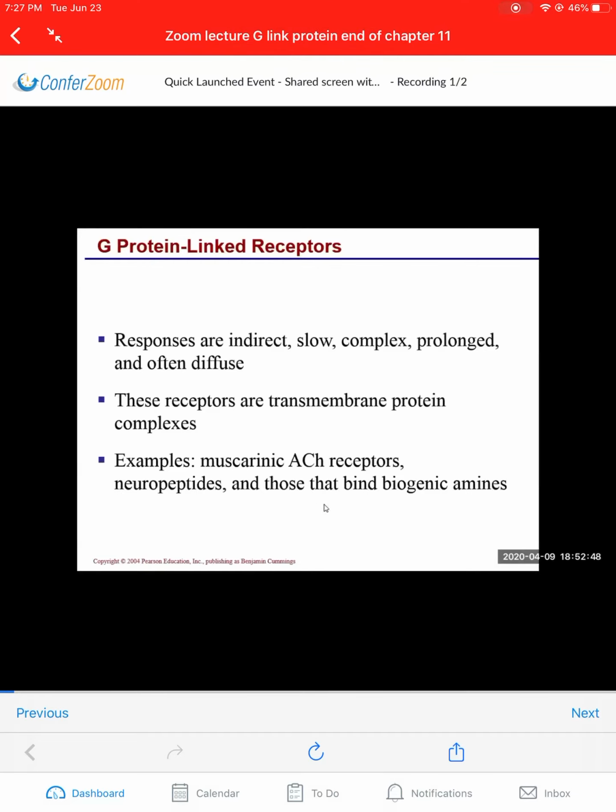Hi, you guys. So what we're going to do is go over the G-link protein and find out how and where they really come alive. Basically, certain taste receptors operate via G-link protein. This includes the sweet taste, bitter taste, and other tastes too, such as umami. The sense of smell is via the G-link protein as well. So they're usually indirect, slow, and complex.